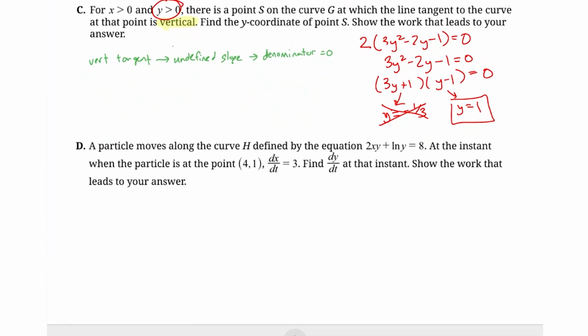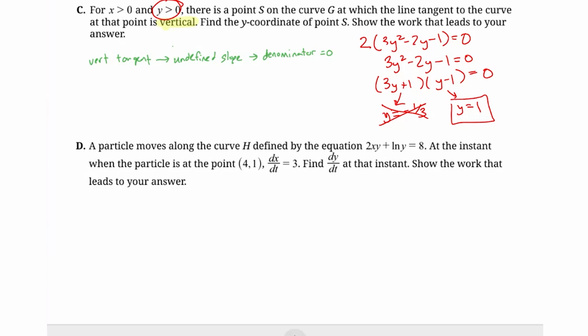It says a particle moves along curve h, defined by the equation 2xy plus natural log y equals 8. At the instant when the particle is at the point (4, 1), the derivative of x with respect to t is 3. Find dy/dt at that instant. Show the work that leads to your answer.